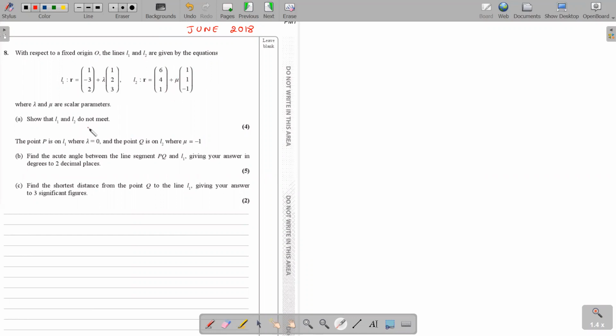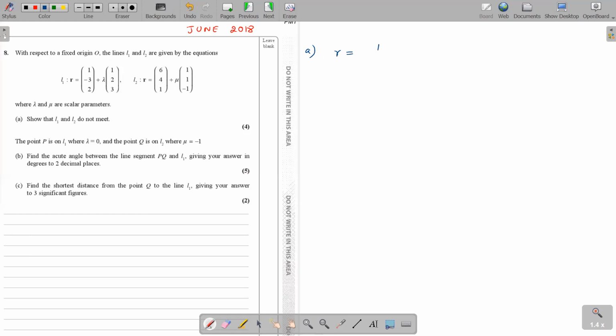Show that line 1 and line 2 do not meet. It's 4 marks. Okay, how do you show that the respective lines do not meet? So first what you do is you try to solve it simultaneously, right? You do the normal thing where you try to solve it simultaneously and show that it doesn't work out. How do we show that?